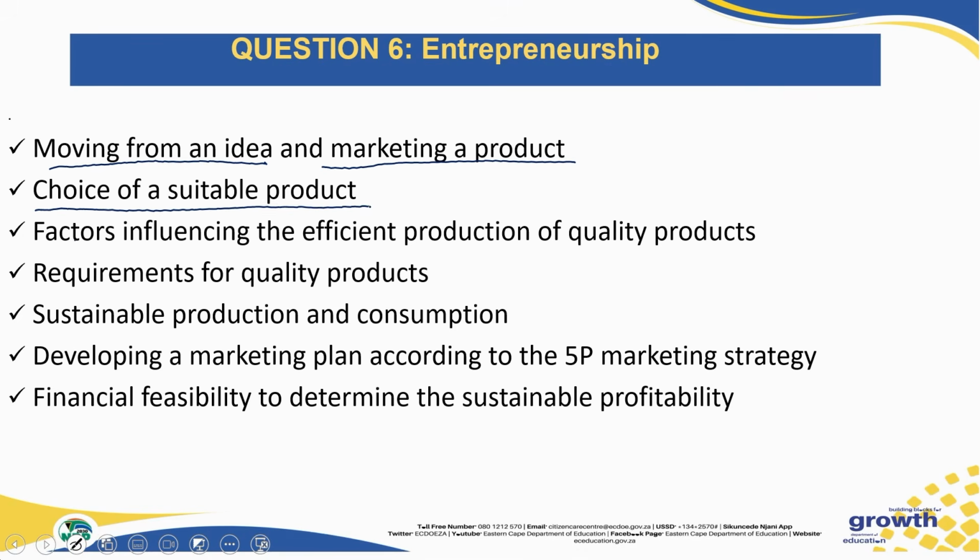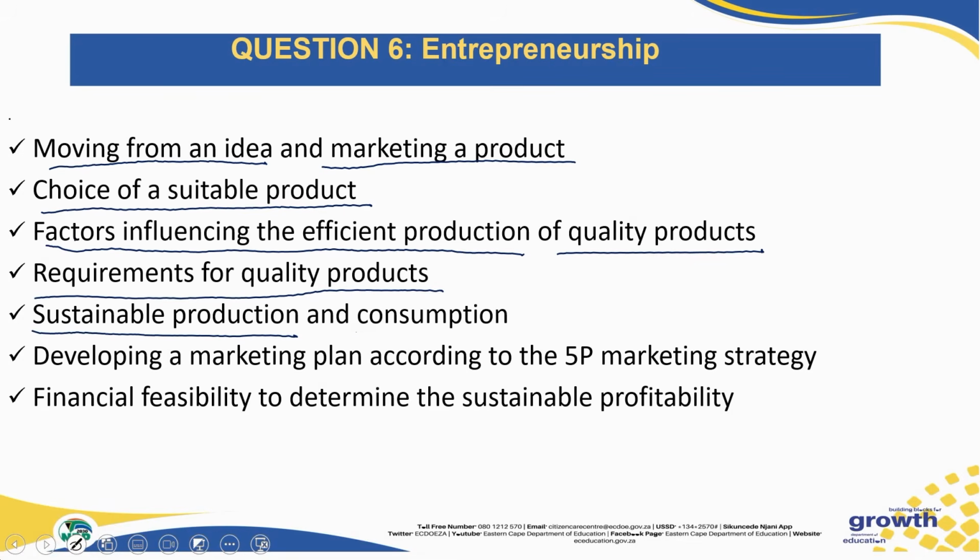You must know how to move from an idea and also how to market a product. So here you must know the product specification. What is a product specification? What should be included in the product specification? Also, you must know the choice of a suitable product, how to choose a suitable product, and also the factors that influence the choice of the product. For example, the availability of raw material, the availability of human resource, and the availability of workspace.